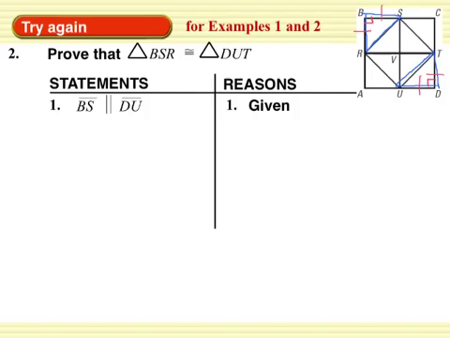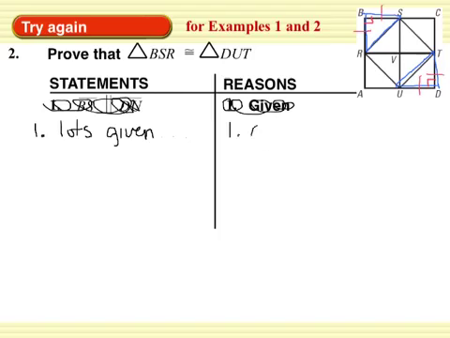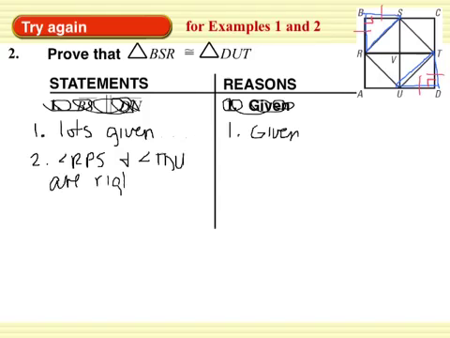I'm not sure what this is related to, so I'm going to scribble that out. And let's try. So, there is lots given. I'm not going to rewrite it on this page because it's all on a previous page, and I've marked it on my drawing. Okay? Now we can say that angle RBS and angle TDU are right because of the definition of perpendicular lines. Because they're both right, we can say they're congruent.